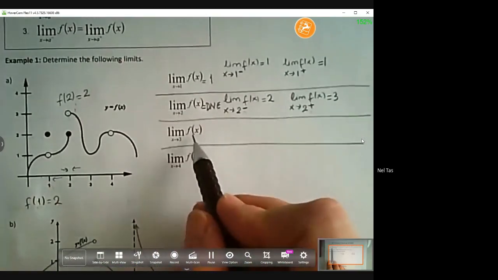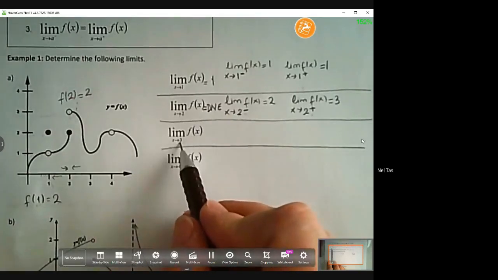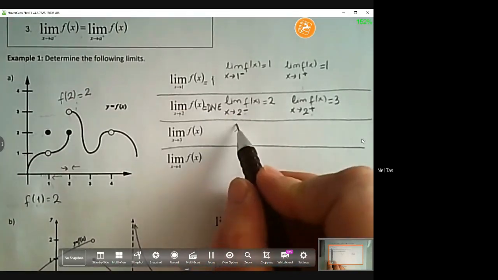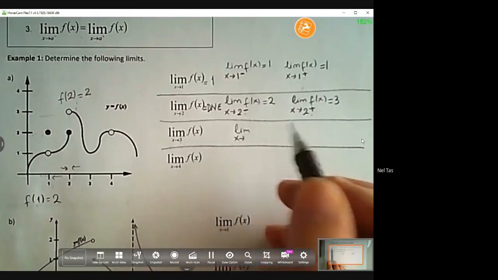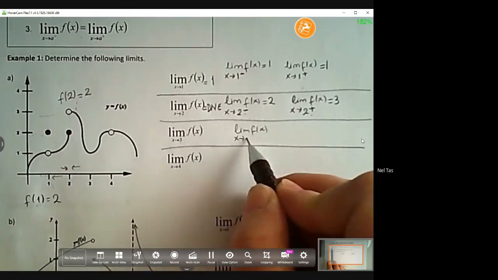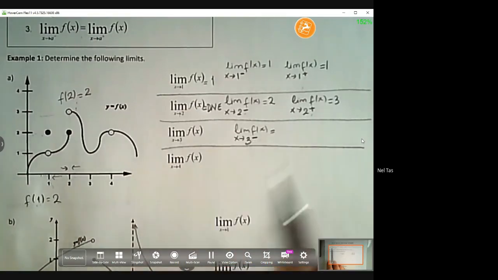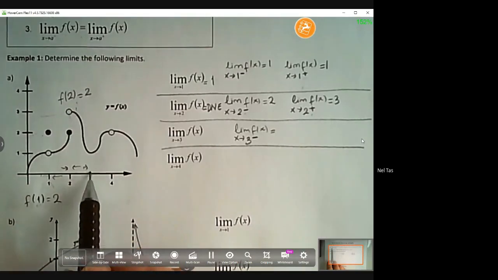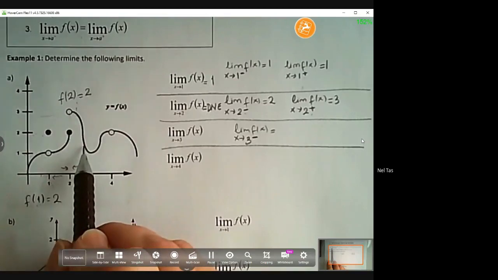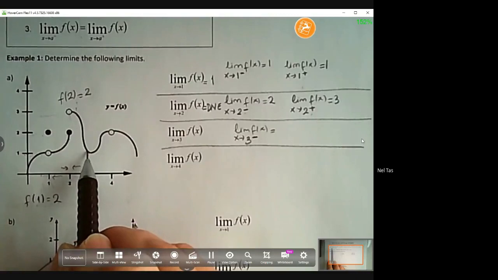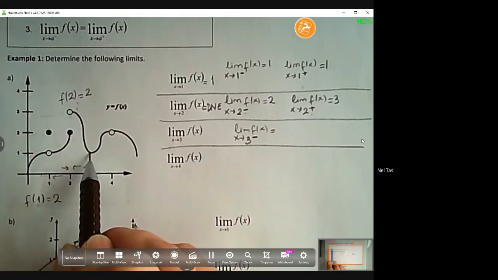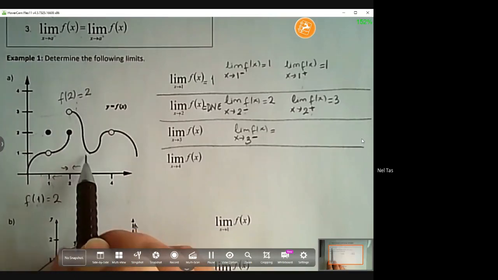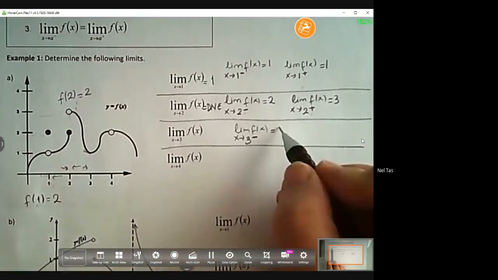So next one. Limit of f of x as x approaches 3. Again, we are going to look at the left side limit. The limit of f of x as x approaches 3 from left. Okay, so we are approaching 3 from left. So what is happening to the function? From left, maybe 1.2, 1.1, 1.01. So it is almost 1, right? So the limit is 1 if we approach 3 from left side.